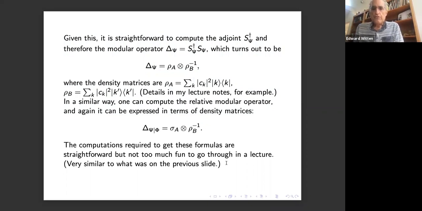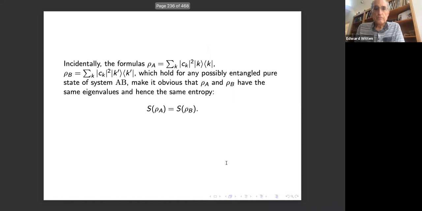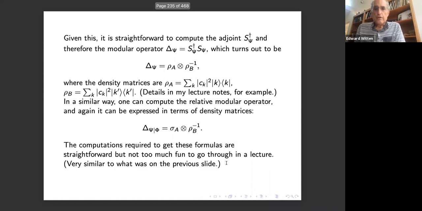But I decided not to actually do those computations in front of you, as they're elementary, but not too illuminating. Now, the formulas we got for the density matrices, okay.